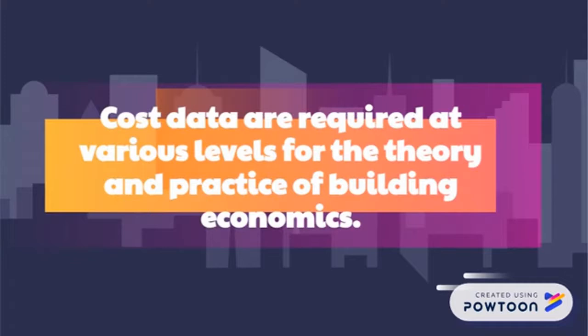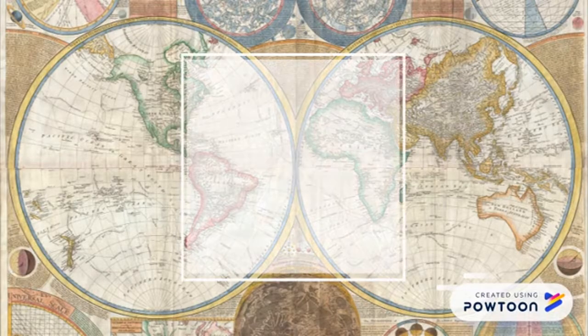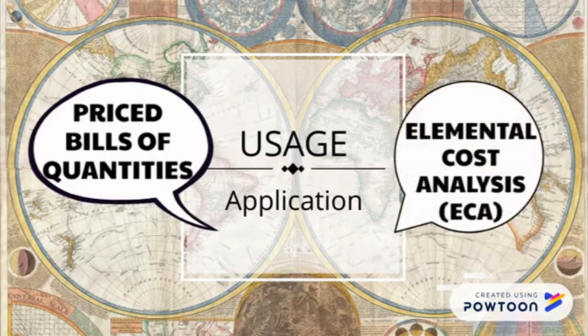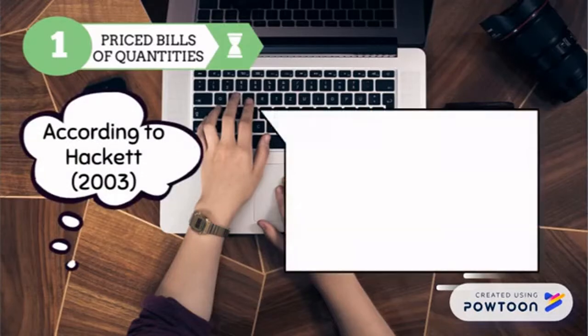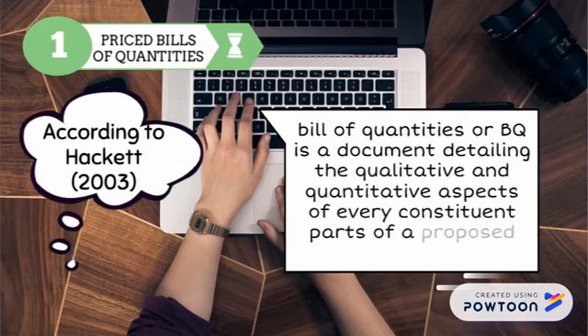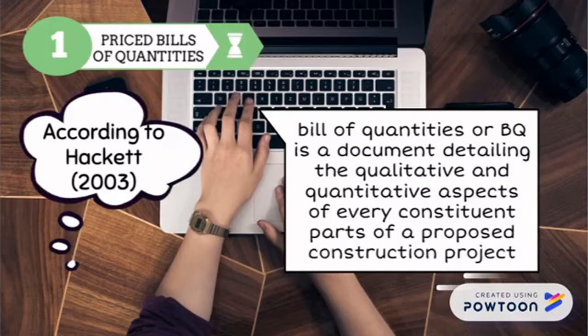Cost data are required at various levels for the theory and practice of building economics. For our task, the sources of cost data obtained are from priced bills of quantities and elemental cost analysis. According to Hackett, bill of quantities or BQ is a document detailing the qualitative and quantitative aspects of every constituent part of a proposed construction project.